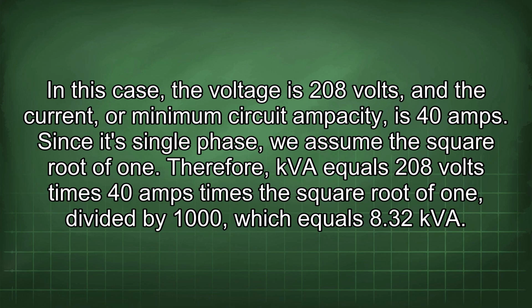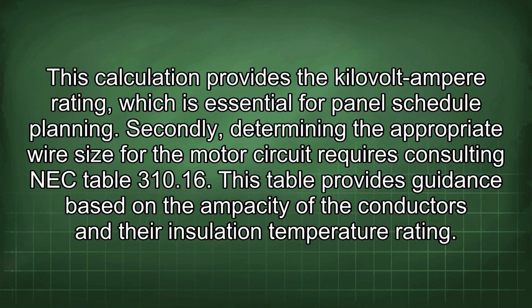In this case, the voltage is 208 volts, and the current, or minimum circuit ampacity, is 40 amps. Since it's single phase, we assume the square root of 1. Therefore, kVA equals 208 volts times 40 amps times the square root of 1 divided by 1000, which equals 8.32 kVA. This calculation provides the kilovolt ampere rating, which is essential for panel schedule planning.